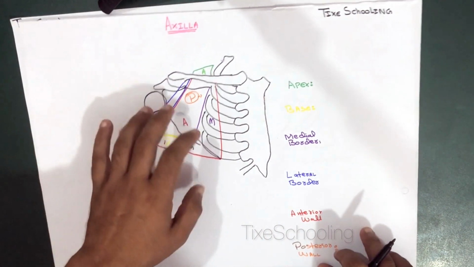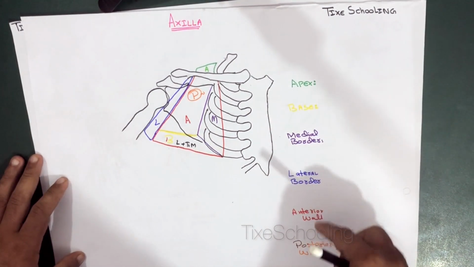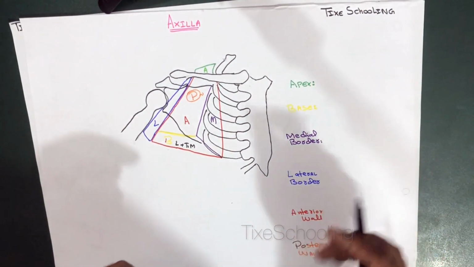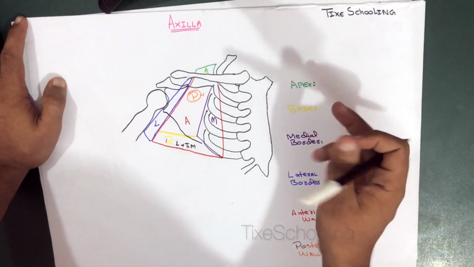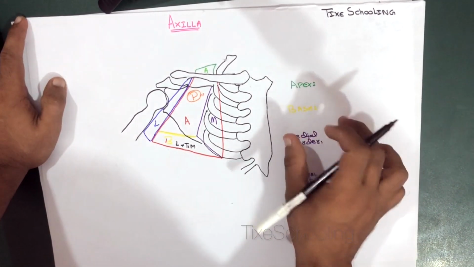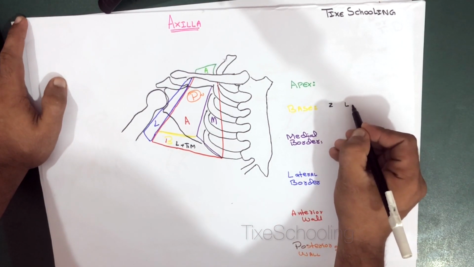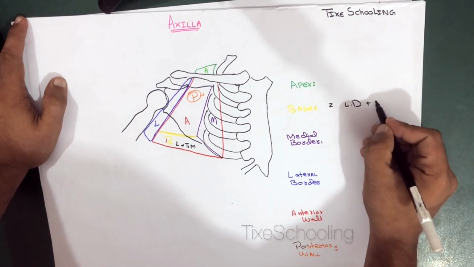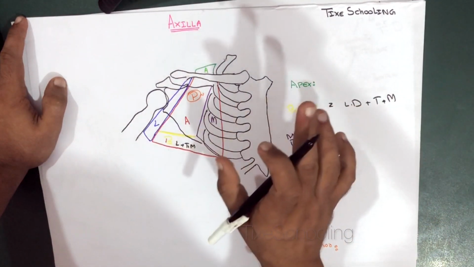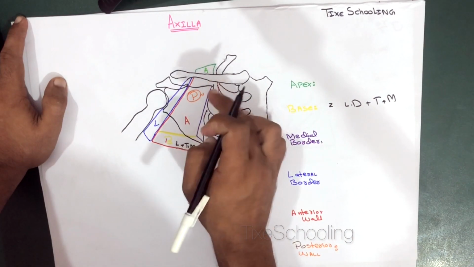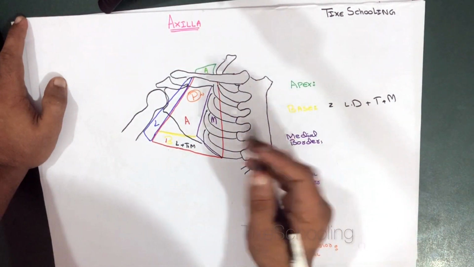All right, now let's talk about the boundaries. We have 1, 2, 3, 4 boundaries. Before talking about the boundaries, I have to mention the muscles or areas involved in forming them. In the base we have two muscles, latissimus dorsi and teres major. In the apex we have no muscles, only bones, that is the clavicle, the scapula, and the border of the first rib on the medial side.